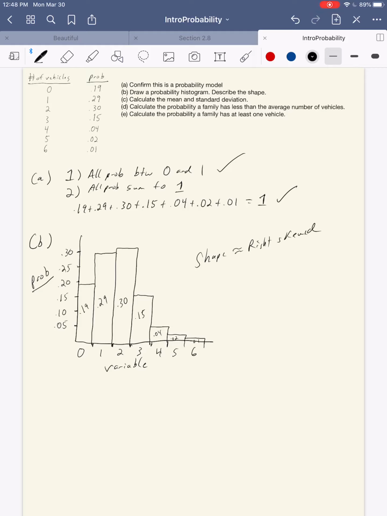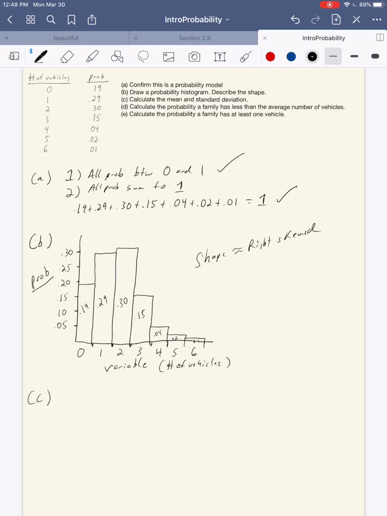All right, so that is a probability histogram. If you are asked to build a probability histogram, just keep in mind the probabilities take the spot of the frequencies, and then when you label your variable, just make sure you label the middle of each one rather than the actual ends. And of course, we should probably also put the name of the variable here, number of vehicles.